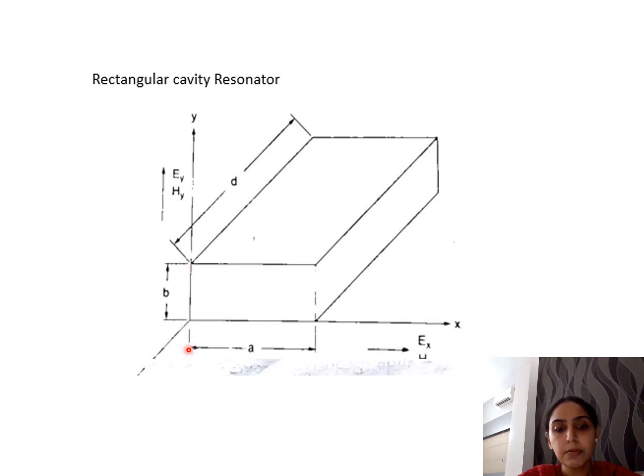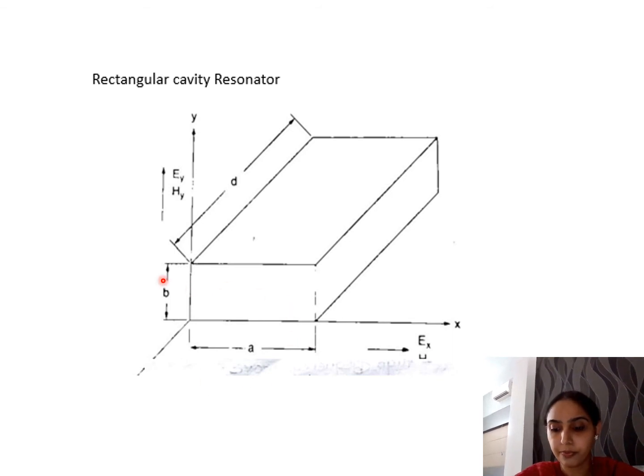Again, the third boundary condition: Ez will be equal to 0 at y equal to b and x varying from 0 to a. Then the fourth boundary condition: Ez is equal to 0 for x equal to a and y varying from 0 to b. These four boundary conditions, later in our derivation, we will write in detail and show how the wave equation turns out to be.